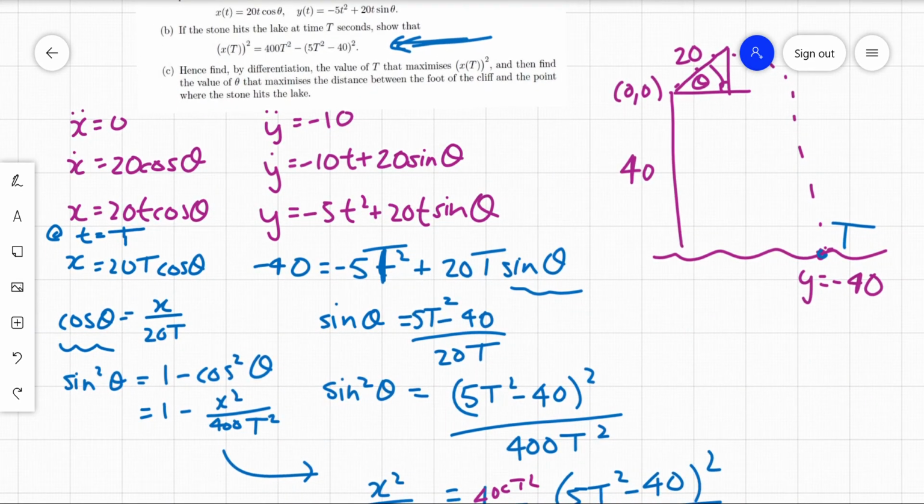So remember, that's at time capital T. So if we take that, let's just clear a bit of space.